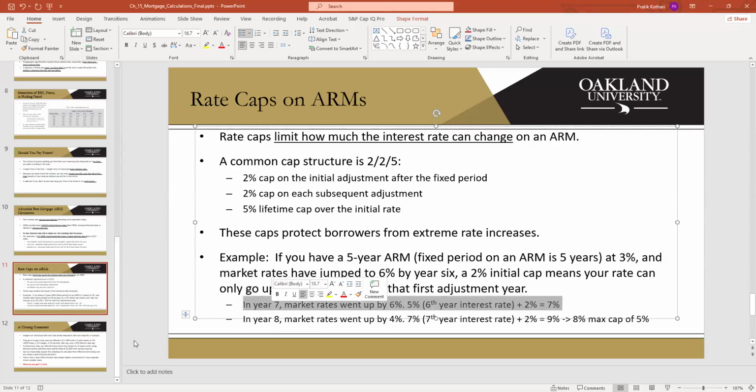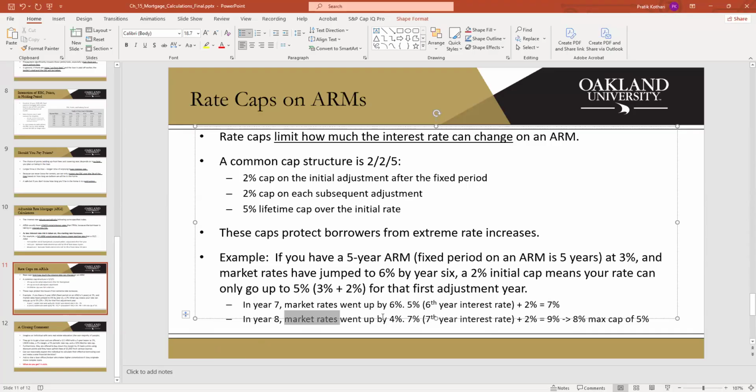Now in year 7, market rates went up by 6 more percent. We are in an insane, crazy economy, I guess, in this example. Now your rate in the last year was 5%. Market rates went up, so your interest rate is going to go up because this is an ARM. By how much will they go up? Well, the subsequent period cap is 2%. So your rate was 5%, the cap is 2%, so your rate will be 7%.